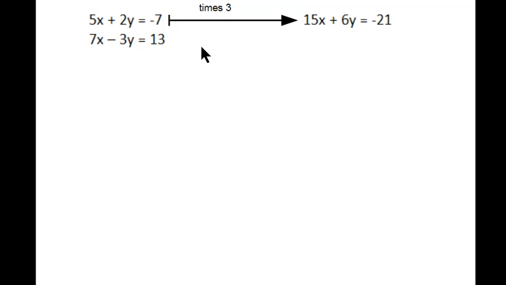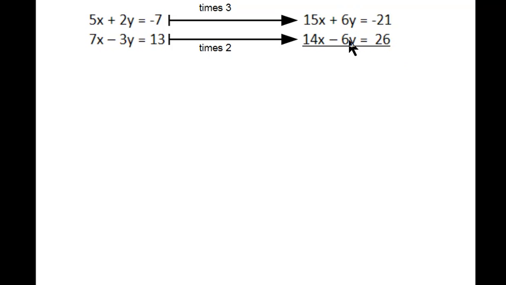Then I go to the second equation. Instead of having 6y, I want to have negative 6y, so that when I add them, they go away. So I multiply everything here by 2, so that I'll have negative 6y. So multiply it by 2. 7x times 2 is going to be 14x. Negative 3y, or minus 3y, will be negative 6y, or minus 6y. And then I'll have that equal to 26. So this is my new equation.